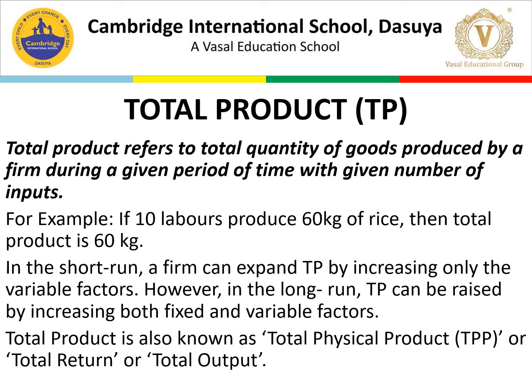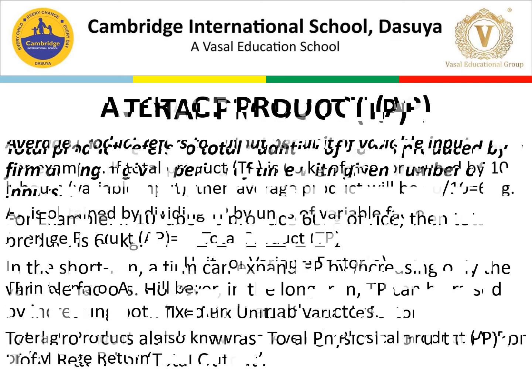So there are three things which we have to learn here. First is the definition of total product, then the example, then we have to learn about the effect of short run and long run on the total product, then their other names. So these four things we have to do for total product. Now let's do the same thing for the other products.